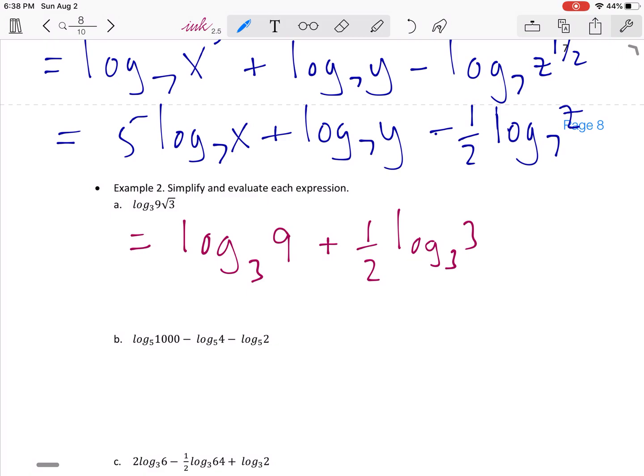Okay, and then we can evaluate these separately. So log 3 of 9 is going to be equal to 2. And then the 1/2, and then log 3 of 3 is just going to be 1. So this is just going to be equal to 5 over 2, or 2.5.